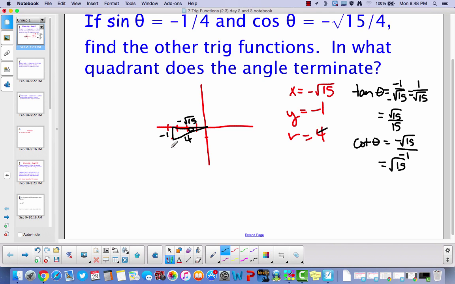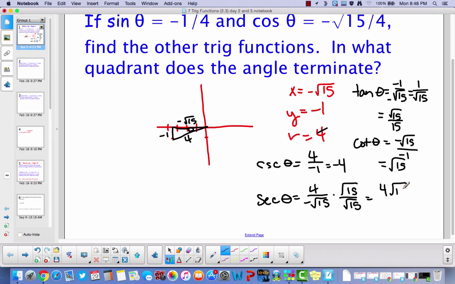Remember that cosecant is the reciprocal of sine, so cosecant is 4 over negative 1, which is negative 4. Secant is the reciprocal of cosine, so it's 4 over the negative square root of 15. If we rationalize that, we multiply top and bottom by the square root of 15. 4 times the square root of 15 over negative 15. Are cosecant and secant, cosine and sine, all negative in this quadrant? Yes, they are.